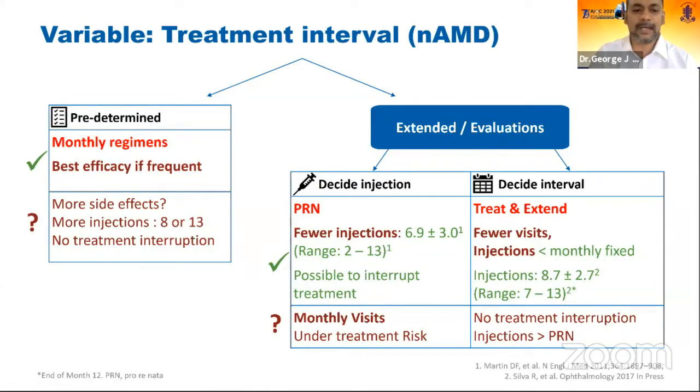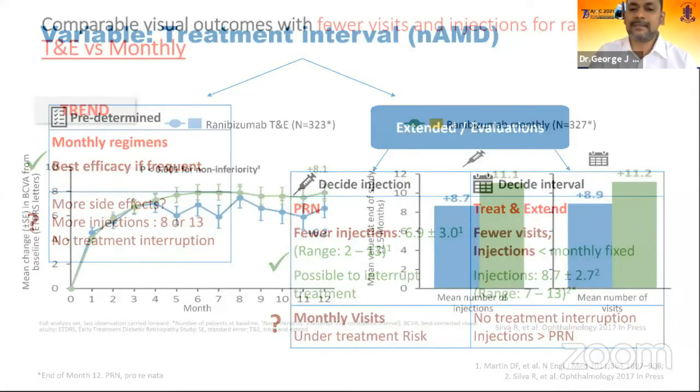but it is totally impractical. So we need an individualized treatment regime. The commonly popular ones now are the PRN regime and treat and extend. The PRN regime is widely followed in India, where the patient is injected only when there is some fluid at the macula or drop in vision. Whereas treat and extend is more individualized, the patient receives fewer injections and fewer visits to the clinic. So let us look at what this actually is.